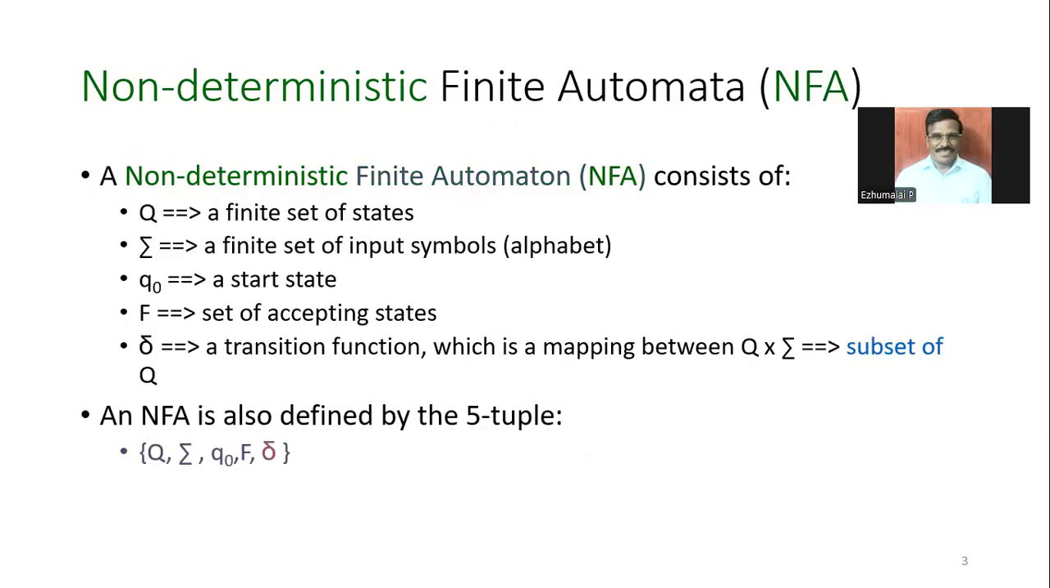The definition of a non-deterministic finite automaton. The machine contains a five-tuple. Q is a finite set of states. Sigma is a finite set of input symbols, meaning the input alphabet. Q0 is the starting state. F is the set of accepting, final states. Delta is the transition function, which maps one state to another state, for example from Q x Sigma to a subset of Q. An NFA is defined by the five-tuple Q, Sigma, Q0, F and delta.